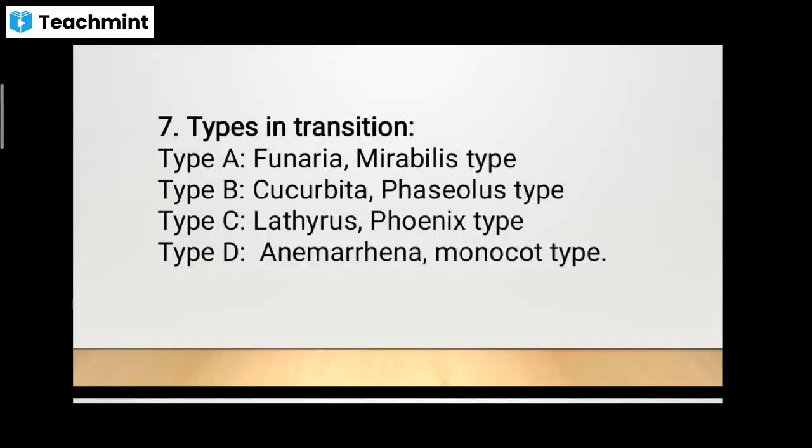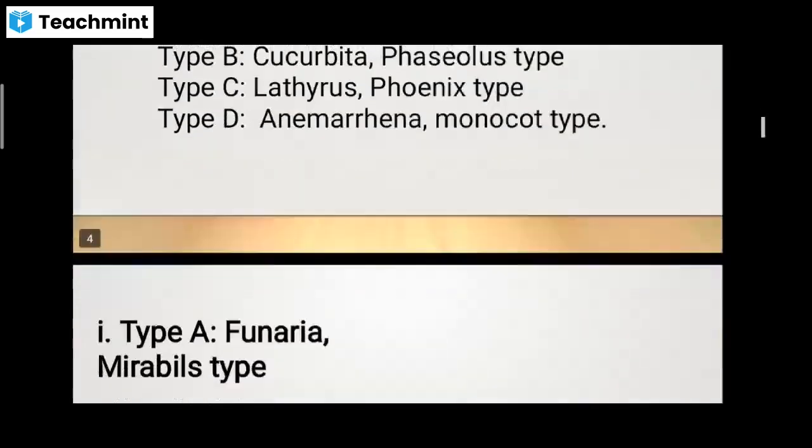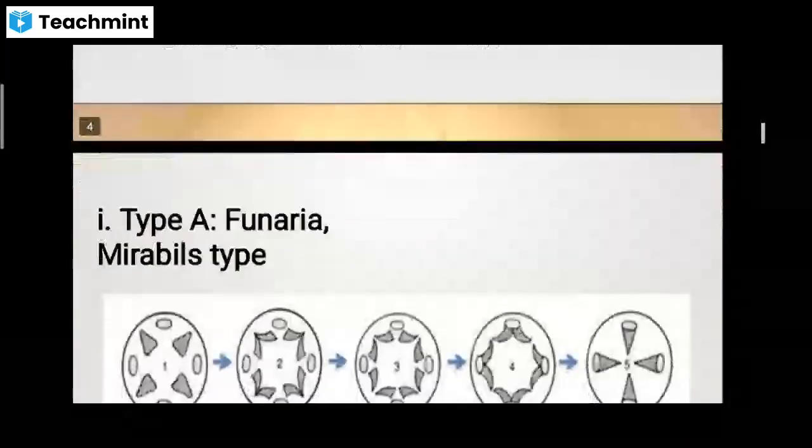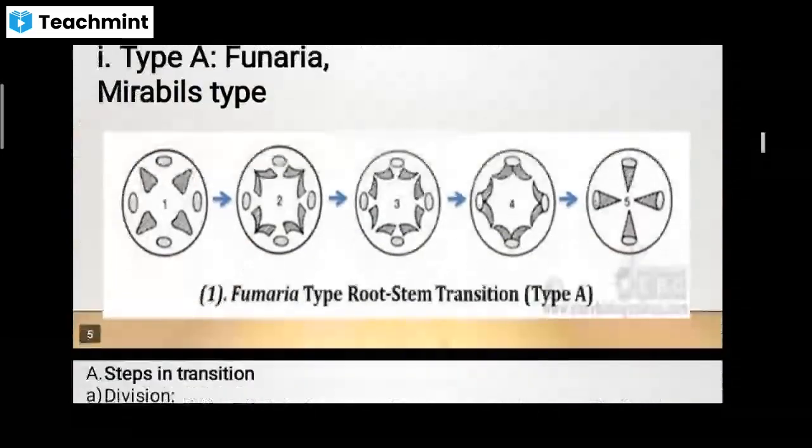Type A is the Fumaria or Mirabilis type, type B is the Cucurbita, also called the Phaseolus type, type C is the Lathyrus or Phoenix type, and the last one, type D, is the Anemarrhena or monocot type. In the previous lecture we discussed type A, the Fumaria or Mirabilis type. So here in figure 1 is the vascular arrangement of the root.